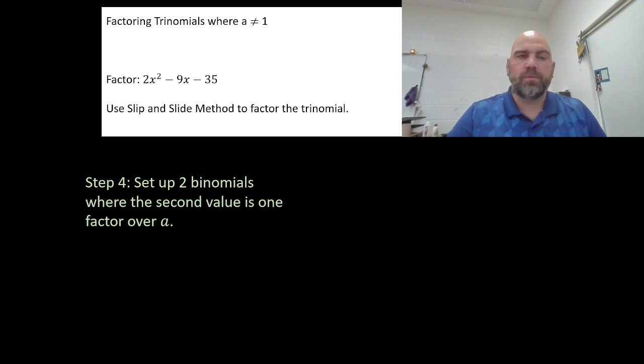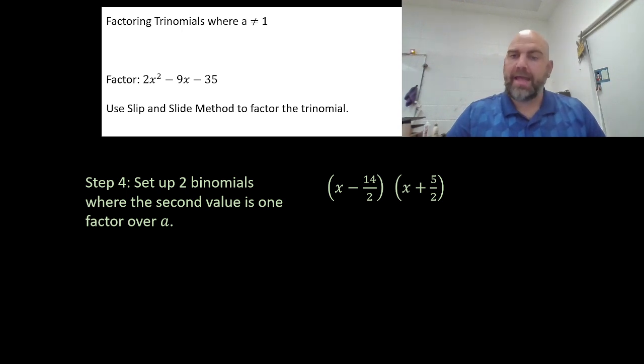We're going to set up two binomials where the second value is one factor over the value of A. Now remember, A was 2. So we're going to set it up like this here. We have x minus 14 over 2. Okay, remember -14 was one of our factors. And x plus 5 over 2. 5 was the other factor. So we're going to set these two up as such. Now, this doesn't have any commonality to some of the processes that we've done before, but we have to understand this is where we're going to set it up. Those factors are going to be our numerators, and then the denominator is going to be our a value.